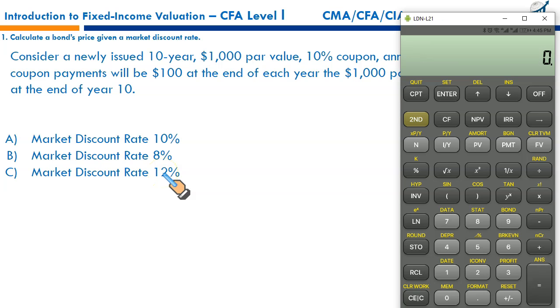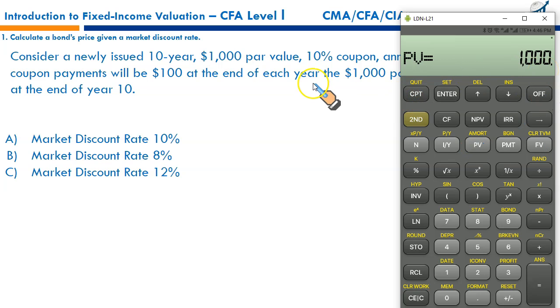Alright, so for part A we have 10 periods. Relevant discount rate is 10%, 10. Then we have regular payment of coupon 100, since it's a payment, negative. And the future value, the redemption value of the bond is 1,000, and this will be given negative as well. Now if you press CPT PV, it's exactly $1,000.